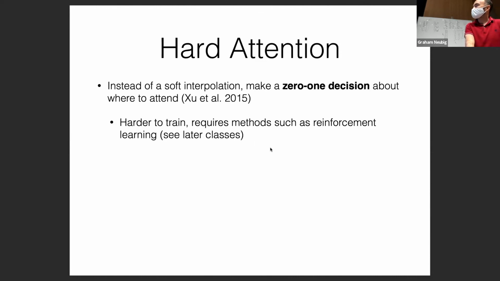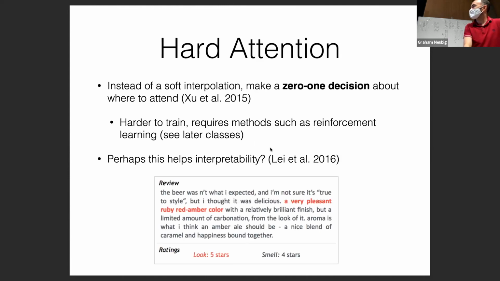The disadvantage of doing this is that it is harder to train. It requires methods such as reinforcement learning, which we'll talk about in later classes. But there are also advantages to this. There have been reports that this can help with interpretability. For example, let's say we wanted to train a model that explicitly extracts a particular part of the information in the input and presents it to a user. In that case, it might be useful to do it in a hard fashion instead of a soft fashion.